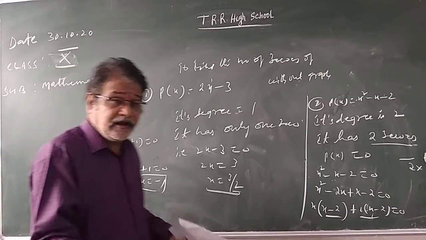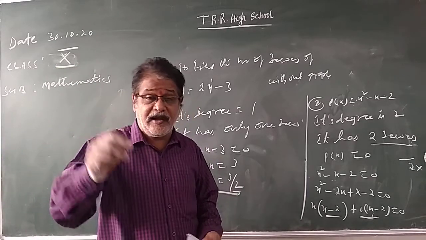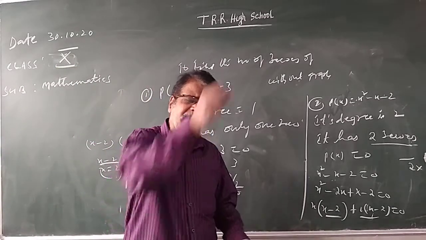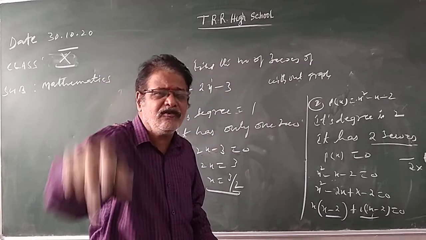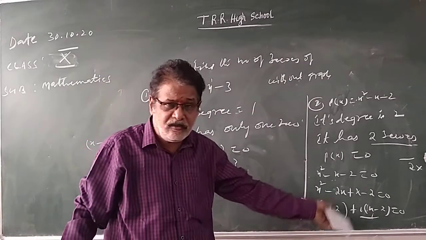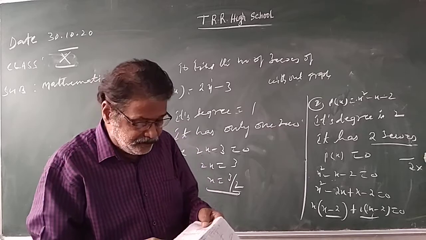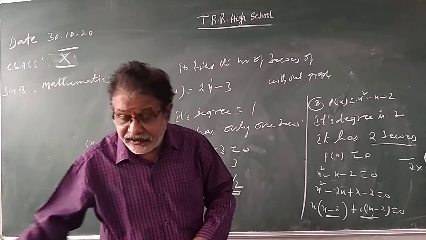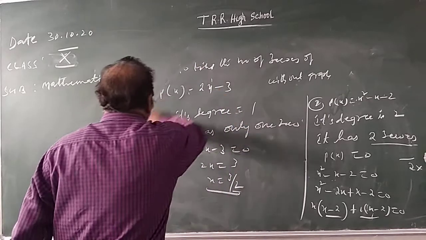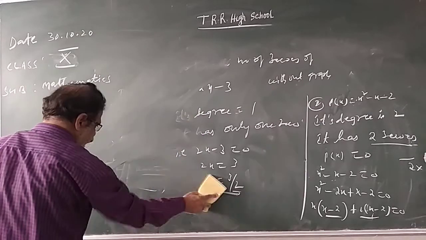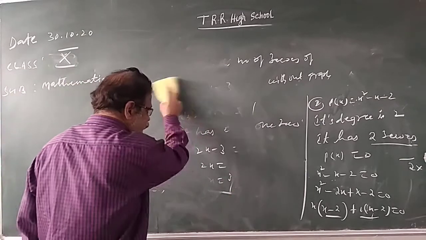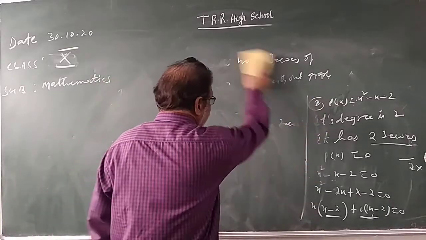So without the graph, we can find the number of zeros. With the graph, where the curve intersects the x-axis, those are zeros. By factorizing also, you can find the zeros. So when the zeros are given, how to find the quadratic polynomial? They give the zeros.